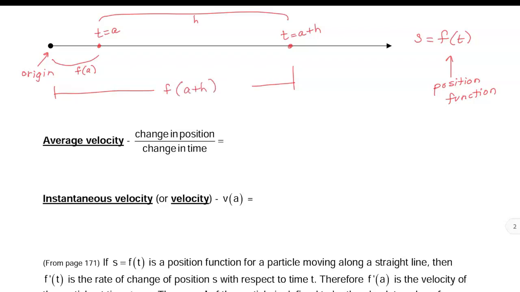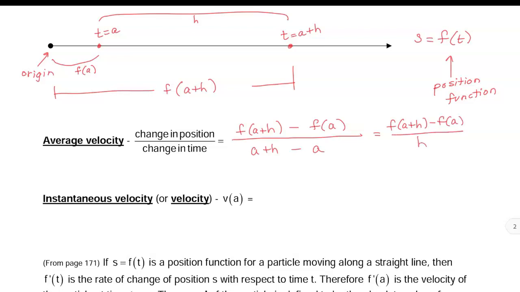Since f represents the position, we can look at the average velocity of this particle. The average velocity is the change in position over the change in time. I'm going to represent change in position with f of a plus h minus f of a, and the change in time would be a plus h minus a. That simplifies into f of a plus h minus f of a all over h. So that gives us an average velocity.